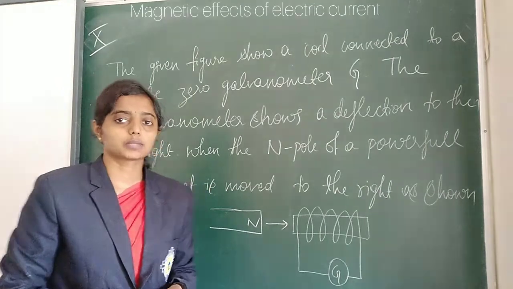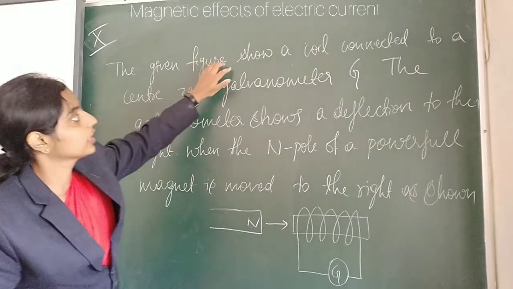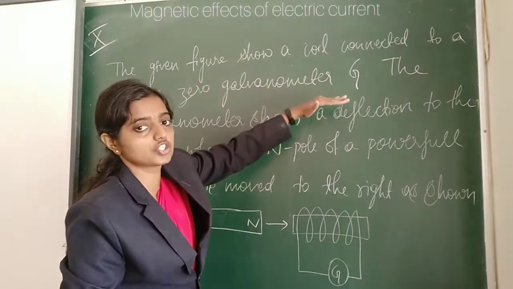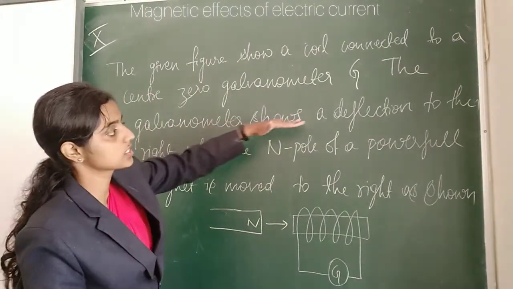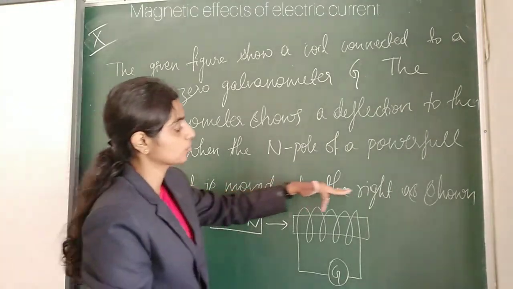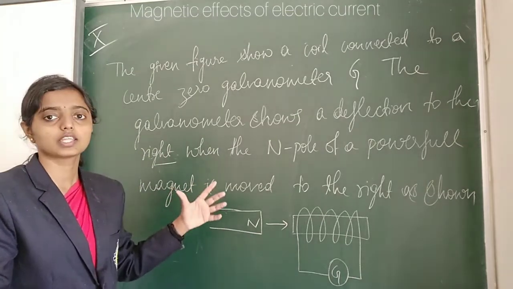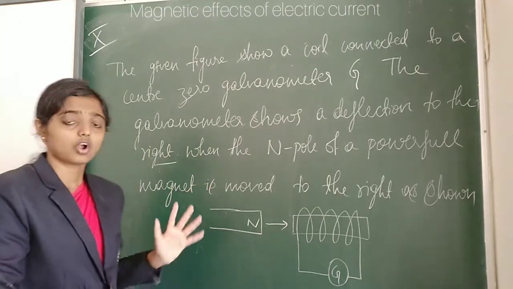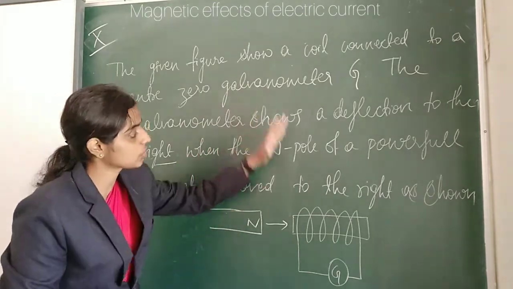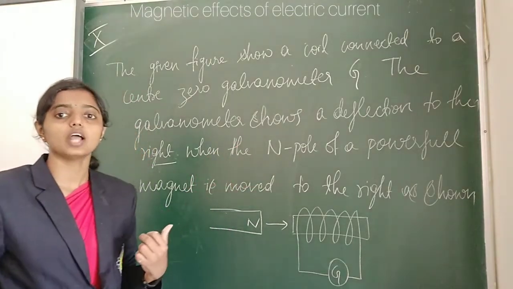Okay. So look at the question statement. This is not yet the question, just the beginning statement. The given figure shows a coil connected to a center zero galvanometer G. The galvanometer shows a deflection to the right when the north pole of a powerful magnet is moved to the right as shown. This is the statement of a question. Based on this, they will ask 4 questions. In almost all the different questions we will observe that first they give a statement, and based on this concept they ask the question. So we should understand this concept, then only are we able to answer the questions.